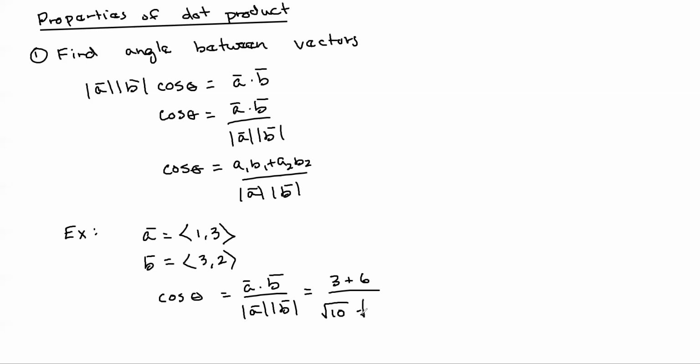And then the length of B is going to be 3 squared plus 2 squared, so it's going to be 13. And so we're going to get 9 over root 10, root 13. And then if you go ahead and calculate this using a calculator, and then you use inverse trig on your calculator, make sure your calculator is in degree mode, not radian mode.